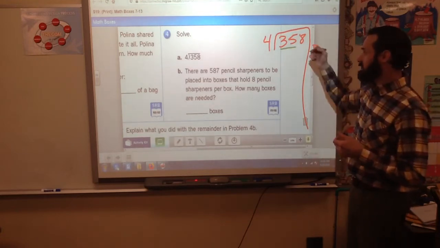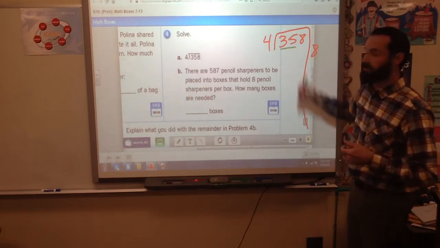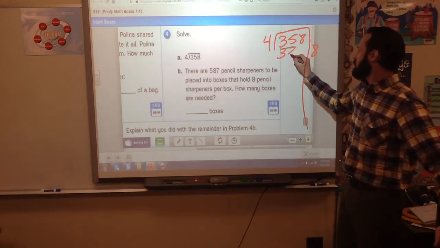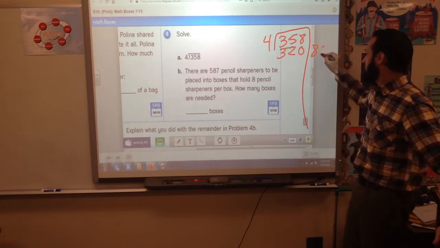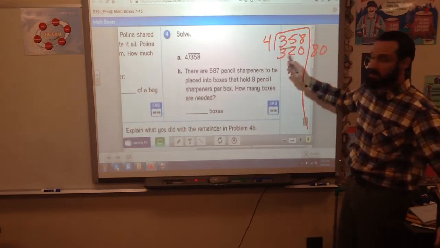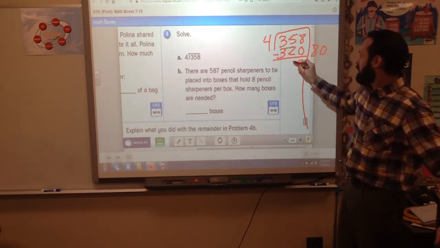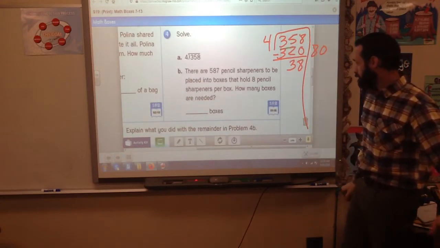Because if 4 times 9 is 36, 4 times 8 is going to be less than that. 35 is really close to 36. 4 times 8 is 32. Now, when we have this open space, we add a 0 to both places, because 4 times 8 is 32, but 4 times 80 will be 320. 8 minus 0 is 8, 5 minus 2 is 3, and then you're left with 3 minus 3 is 0.